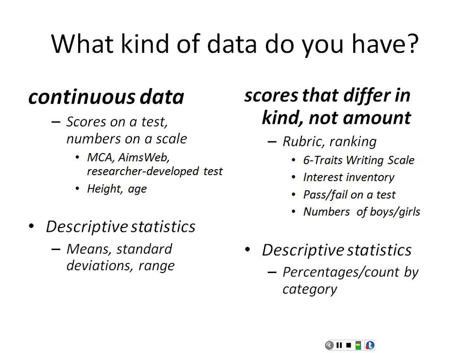You probably also have scores that differ in the kind but not the amount. A rubric or a ranking is that kind of score. So, for example, a 6 traits writing scale, even though it has numbers 1 through 6, they're not continuous, they're not equal intervals, so they're rankings. An interest inventory is the same thing. Pass-fail on a test, or the number of boys and girls, those are all categorical data. And the descriptive statistics you would use for that would be the percentages in each category, or how many in each category.